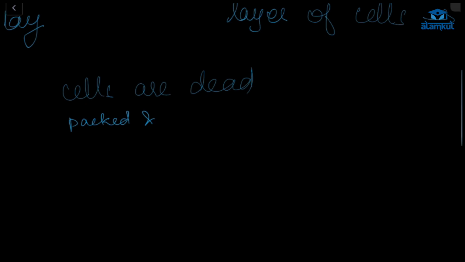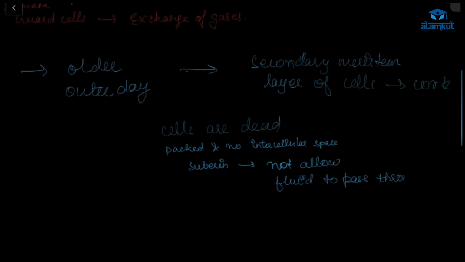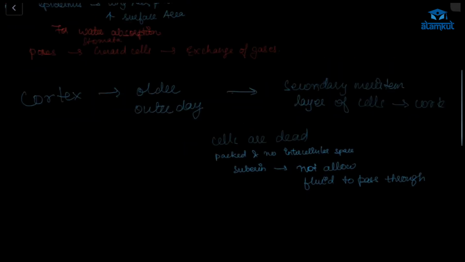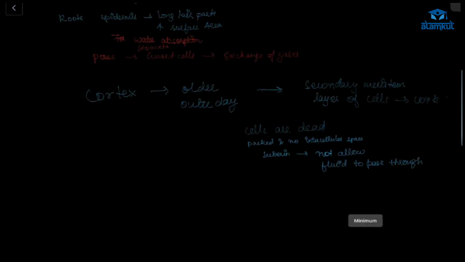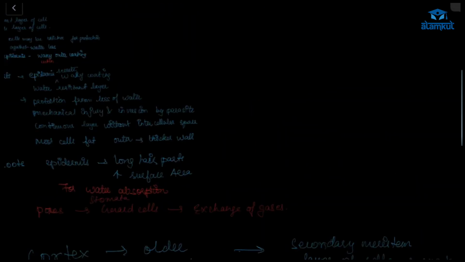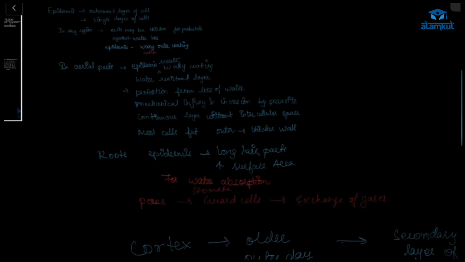Okay. Now this is packed with no intercellular space. Their wall will contain suberin, which will not allow any fluid to pass through them. So in this layer there won't be any exchange of gas and water. Everyone understood? So that's all about the protective tissue.